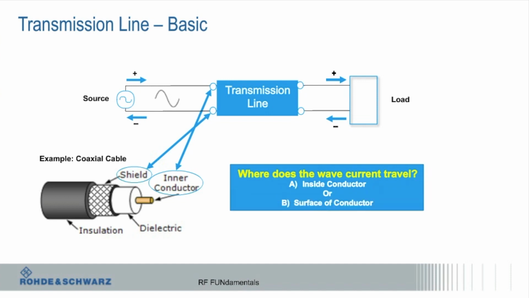So anybody, for a prize, where does the current travel? Surface, good. And how does it change as frequency goes up? What's the difference for a higher frequency versus a lower frequency?